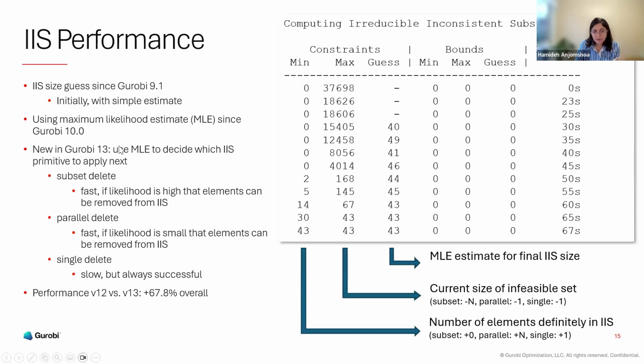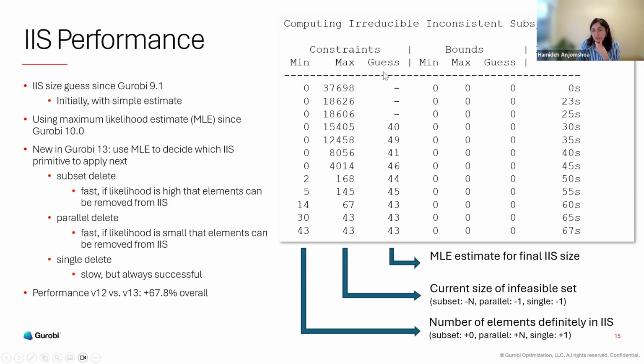In version 9, we used to initially simply estimate how big the IIS is when we are calculating it. And using the maximum likelihood estimate, we introduced that one in version 10, and we use that MLE as a guess. What's the size of IIS? We just guess it, and we use that one behind our heuristic to figure out how it's useful.